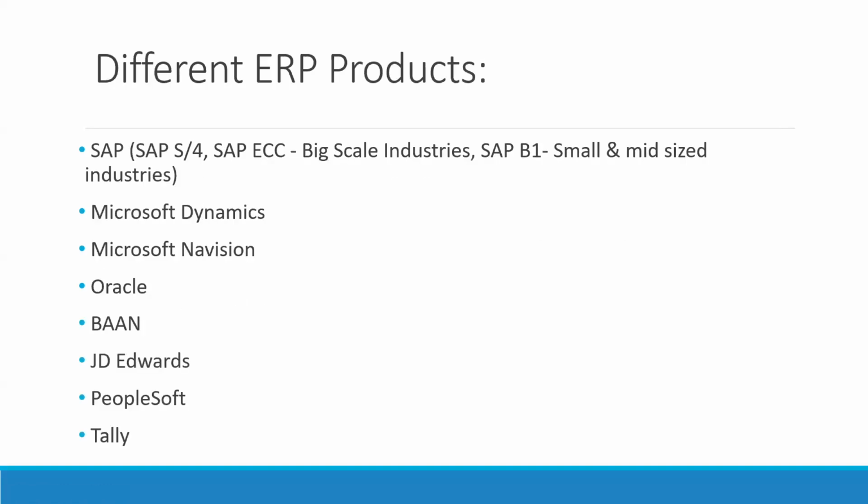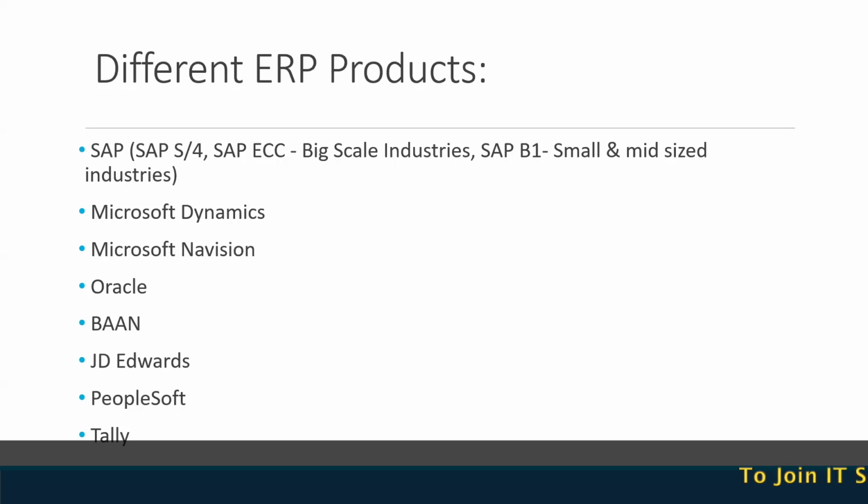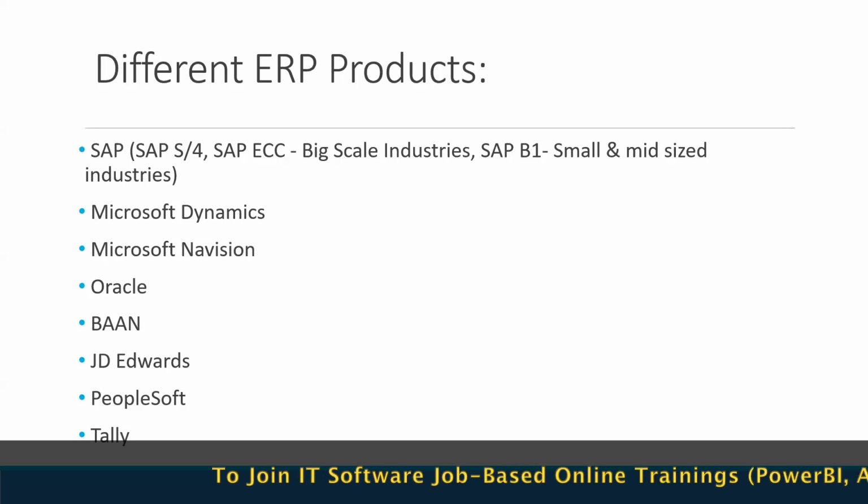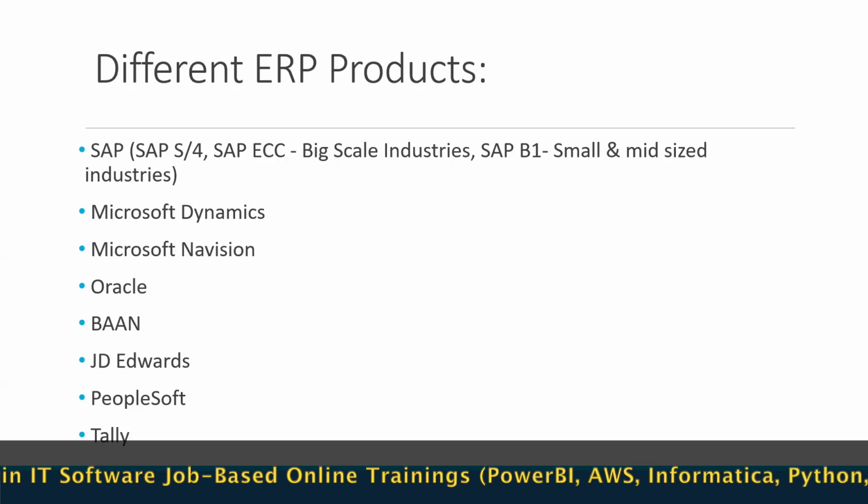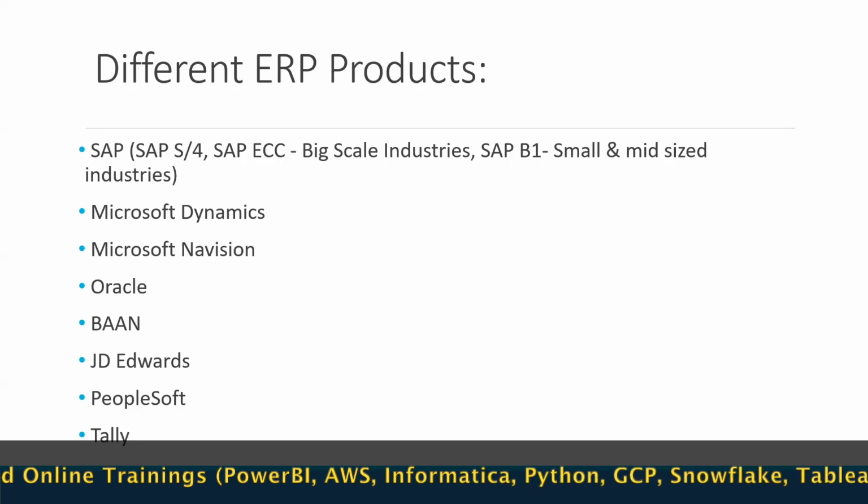These are the different ERP products that are available in the market. SAP is usually considered the first one. SAP is now being used as an ERP system by 60 to 65% of industries in the world. I'm not specifying any particular industry like manufacturing or pharmaceutical. You name the industry and you will find that SAP is there. So it has captured 60 to 65% of industries worldwide.